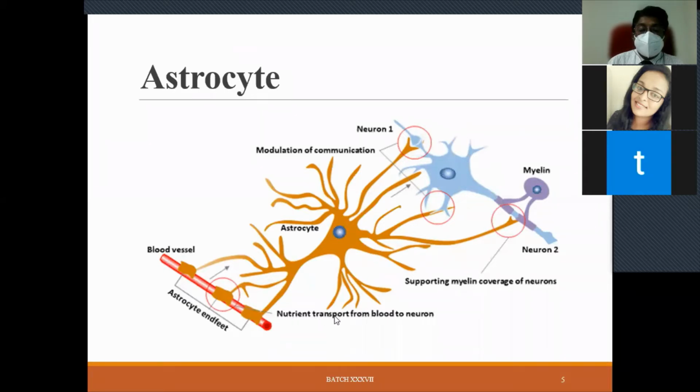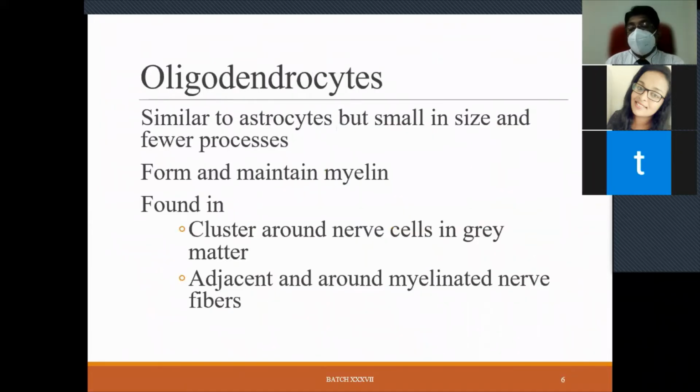And here nutrients are transported from blood to neuron, and this is the astrocyte, which is a star-shaped supporting cell in the nervous system. And the next one is oligodendrocytes. So the oligodendrocyte is similar in shape to astrocytes, but small in size and also has fewer processes.